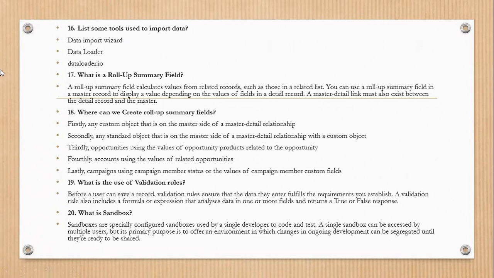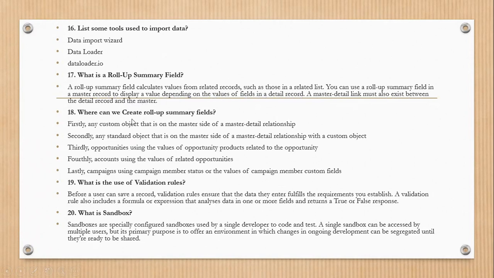A roll-up summary field calculates a value from related records, such as those in a related list. You can use roll-up summary fields in a master record to display a value depending on the value of the fields in the detail records. A master-detail link must also exist between the detail records and the master.